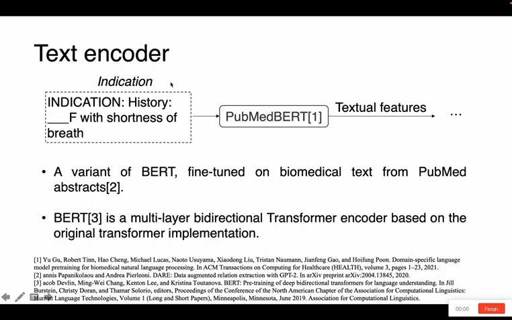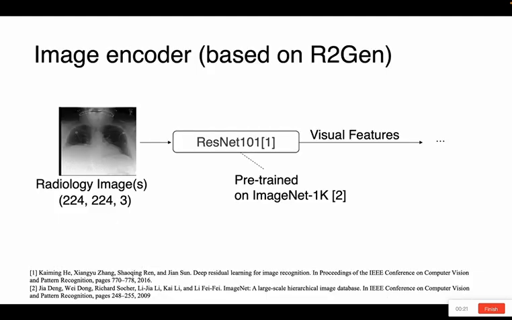For the indication text, we use PubMedBERT to extract the textual vectors. PubMedBERT is a variant of BERT, fine-tuned on biomedical text from PubMed abstracts. BERT is a multi-layer bidirectional transformer encoder based on the original transformer implementation. As for the image encoder, when employing R2Gen as the baseline, we follow their method. We use ResNet-101, a convolutional neural network pre-trained on ImageNet, to extract the visual features.